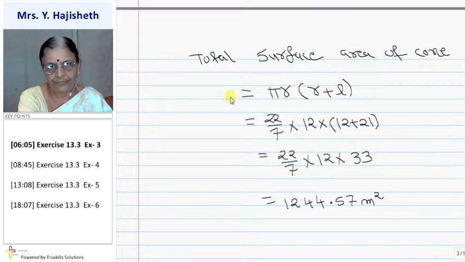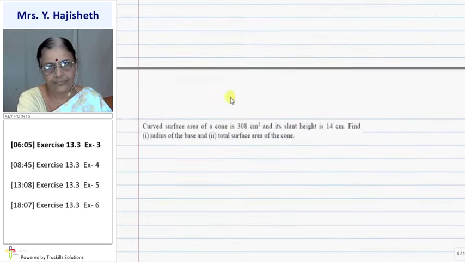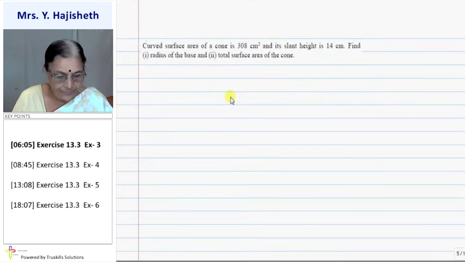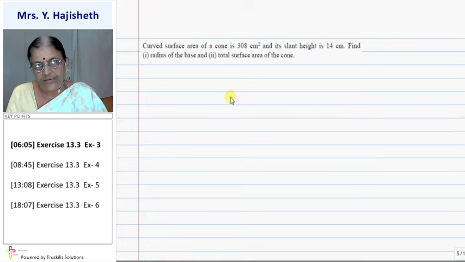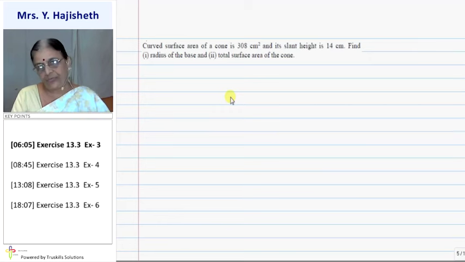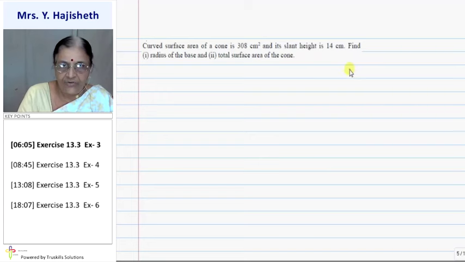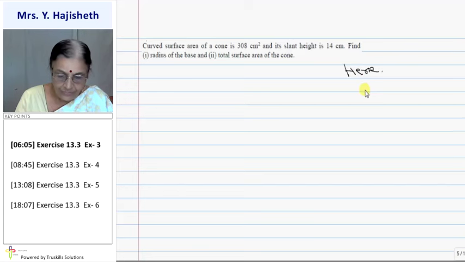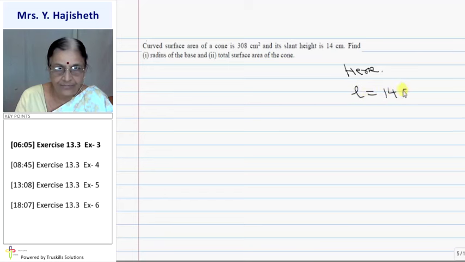Now next sum. Sum number 3. Curved surface area of cone is 308 centimeter square, okay? And its slant height is 14 centimeter. Right? Find the radius of the base and total surface area of the cone. Now here, what is given to you? Slant height is given as, what is the slant height? Here l is given as 14 centimeter.